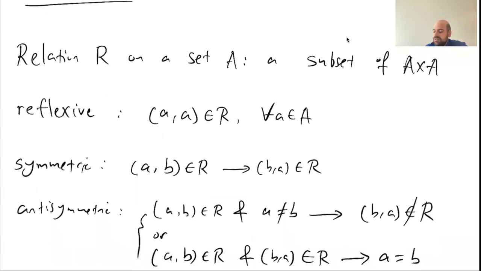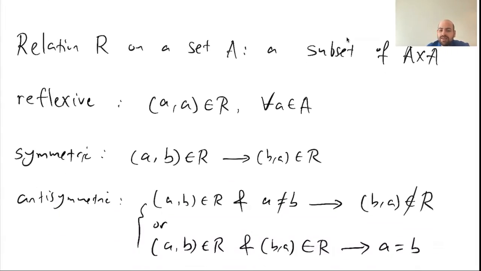Antisymmetric relation means a relation where if (a, b) is in R and a and b are different elements, then (b, a) is not allowed to be in R anymore. So for example, if (1, 2) is in R, well, 1 is not equal to 2, so (2, 1) is not allowed to be in R. Or if (5, 3) is in R, for example, then (3, 5) is not allowed to be in R because, again, 5 and 3 are different elements. Okay, so this is an antisymmetric relation. If (a, b) is in R and a and b are different elements, then (b, a) is not allowed to be in R anymore.